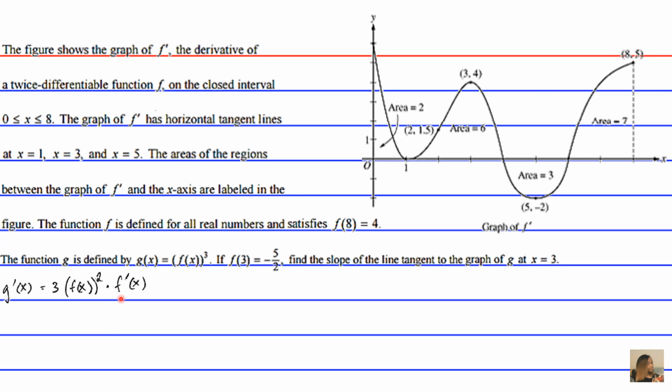Now you might feel a little stumped, but we actually have all the information presented in g prime of x. So g prime of 3 is where we need to evaluate our derivative function. We know f of 3 because it's given to us in the question, so we can plug that in. And we also know f prime of 3 because we can just read it from the graph. So f prime of 3 is 4.